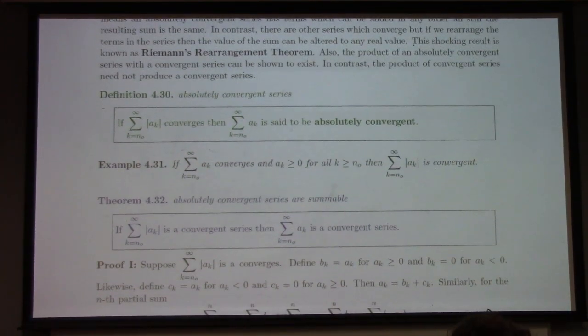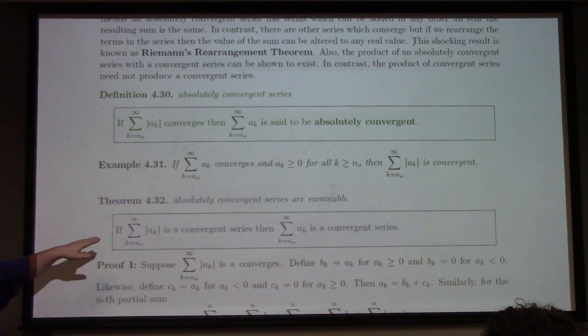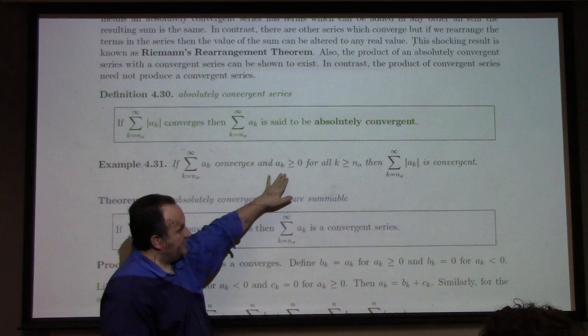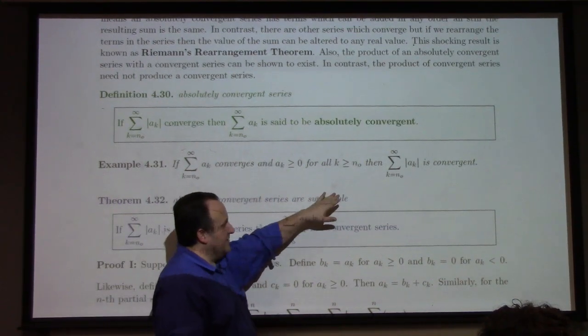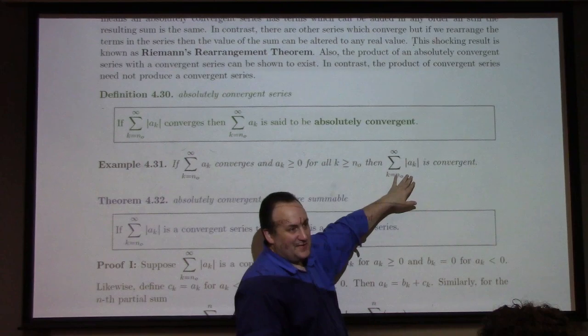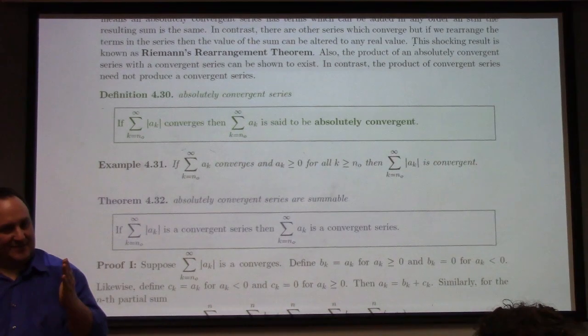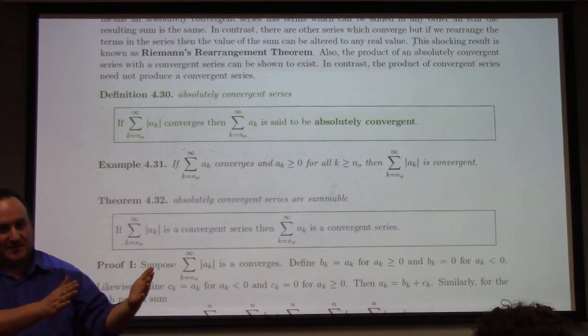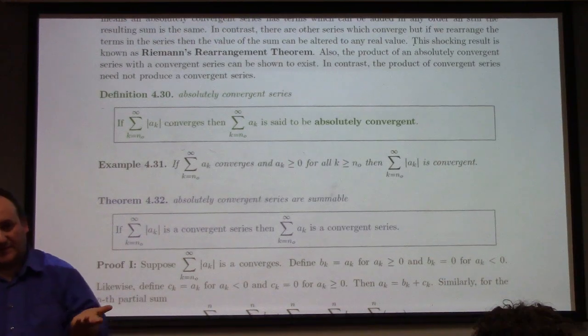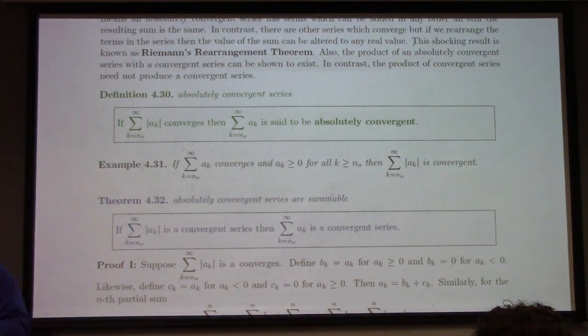So, in particular, if a series converges and it's positive, then clearly it's absolutely convergent. This is a very dumb example, because if the series is positive, that means that the absolute value of a sub k is just equal to a sub k. So to say that the series is convergent is to say it's absolutely convergent. In the case of positive series, convergence and absolute convergence are the same thing, that's all I'm telling you. The interesting thing is when you have negative terms in your series. Really interesting things happen when you have negative terms, I'll explain to you shortly.